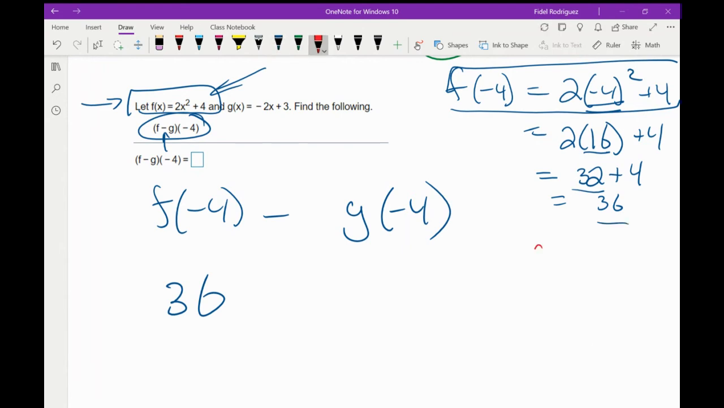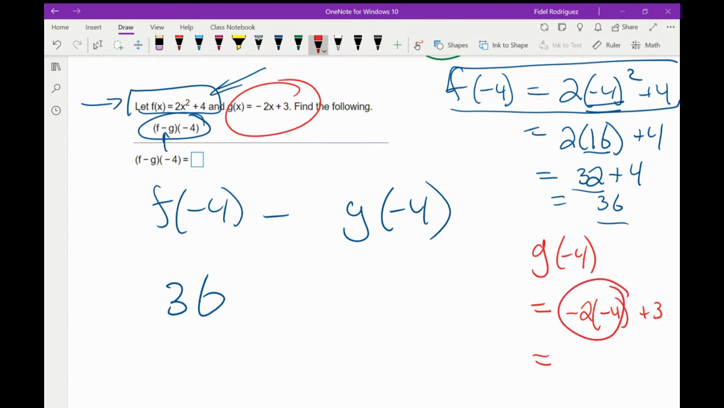Okay, we're going to do the same thing, y'all. G of negative 4. I'm going to come back over here. We have a negative 2. Now we're plugging in a negative 4 plus 3. Question. Anybody know negative 2 times negative 4? Positive 8. Plus 3 is 11. Minus 11, right? Why minus?